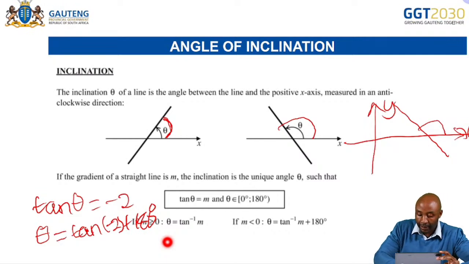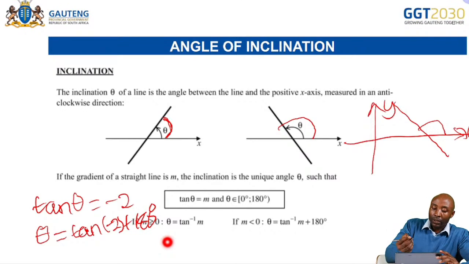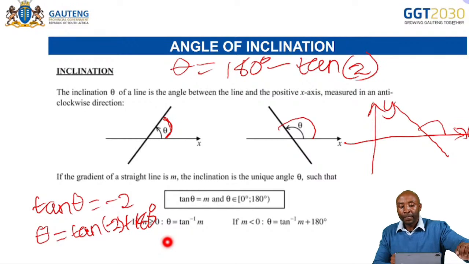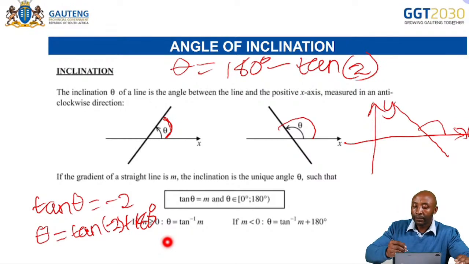This will give us our angle, which is obtuse. Alternatively, we are taught that we ignore the negative sign, and I can still get my theta by saying theta is given by 180 minus tan. In place of my gradient, I ignore the negative sign and put +2 there. I will still get the same angle of inclination.